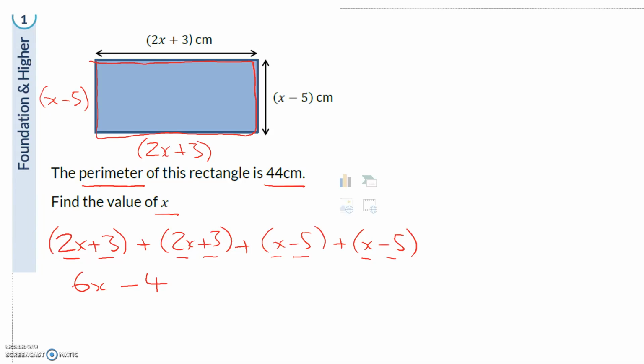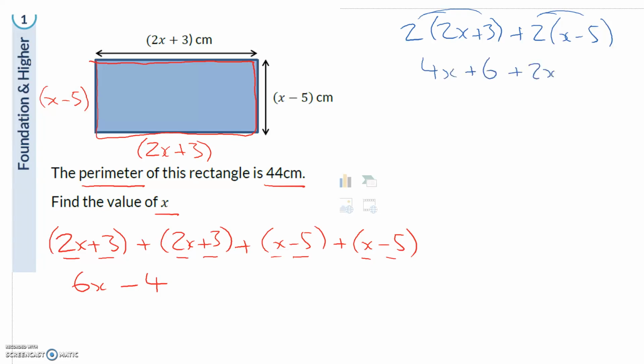Now another way to get that would have been to say we've got 2 times 2x plus 3, plus 2 lots of x minus 5. And we could expand, multiply out those brackets. It's going to give us 4x plus 6 plus 2x. Here we need to be a bit careful. We've got positive 2 multiplied by negative 5. That's going to give me a minus 10. And we get the same thing.